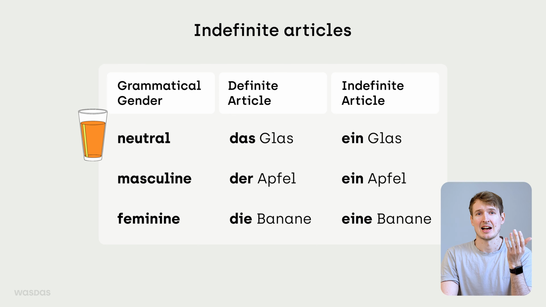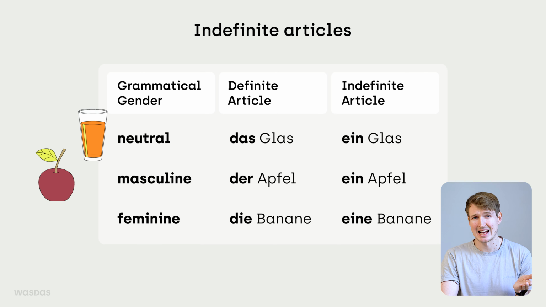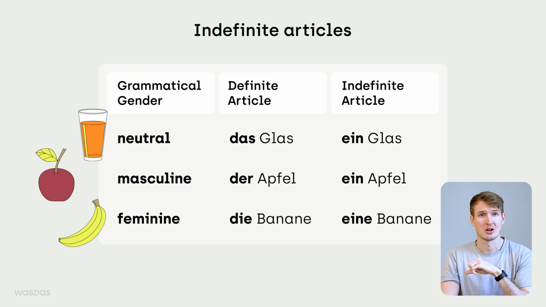We say ein Glas because das Glas is a neutral noun. And we say ein Apfel because der Apfel is a masculine noun. But why do we say eine Banane? Because die Banane is a feminine noun. And here we always use eine. So how would we say that's not an apple, that's not a banana?